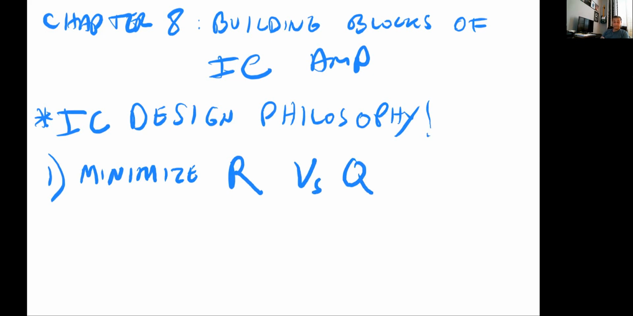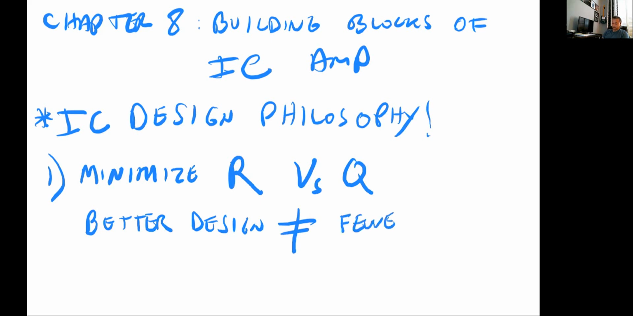In that sense, a better design is not one necessarily with fewer transistors, or fewer components overall. So if we need to throw transistors at things to get rid of resistors, and you saw that in the concept of switch capacitor filters, we're going to do it, okay?